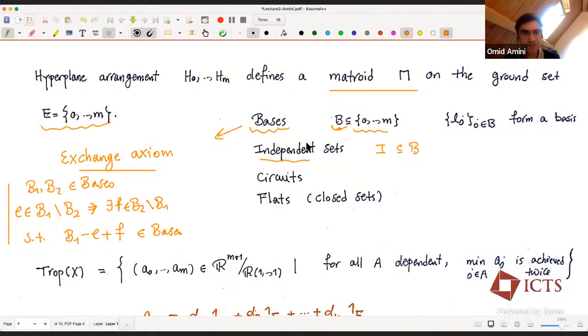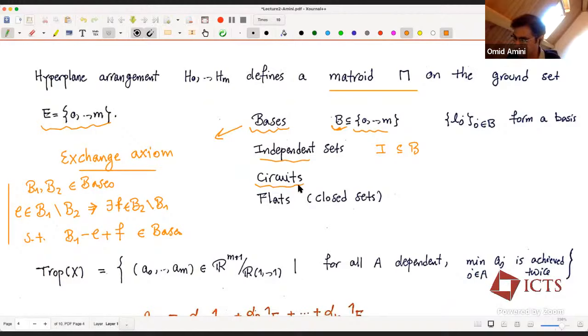If you know the independent sets, you can define the dependent sets. The dependent sets are the sets which are not independent. Once you know the dependent sets, then you can define what are called the circuits. And these circuits are the minimal dependent sets. So these are the sets which are not independent, and they are minimal with respect to this property.